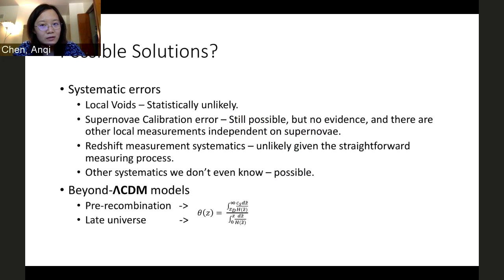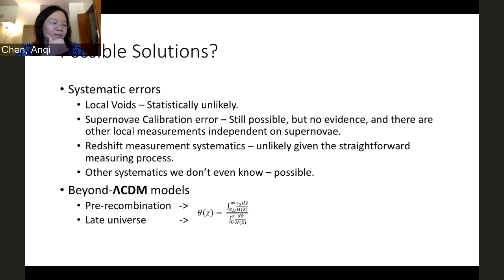But it's hard to imagine that this kind of straightforward measuring process would bring large systematics. All you need is a spectroscopic measurement of a line or a featured spectrum we know, and measure its redshift in the spectroscopic observations. And there's of course the possibility that there are other systematics we don't even know about, we don't even consider.